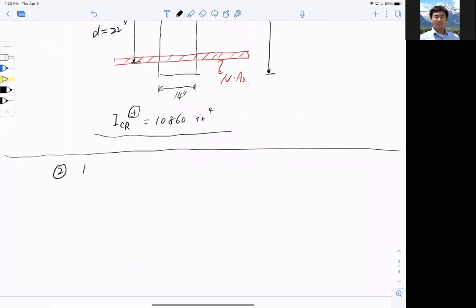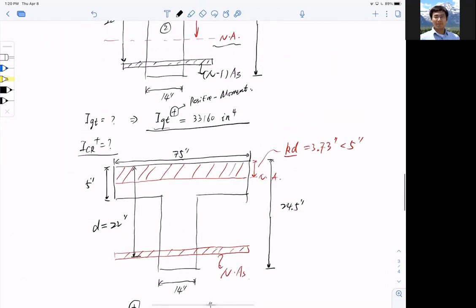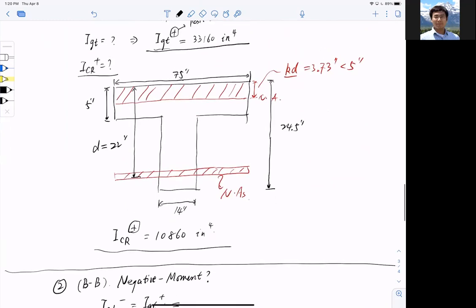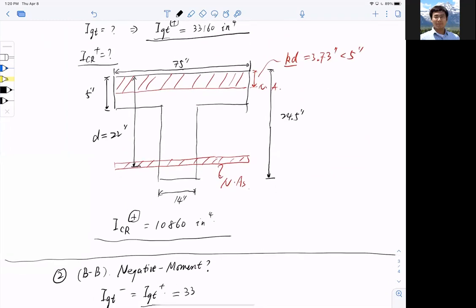What about a negative section, negative bending moment? How do I do that? First of all, I know that IGT negative equals IGT positive, so I don't have to compute IGT. We already computed it, so this number here is 33160 inch to the power of 4.